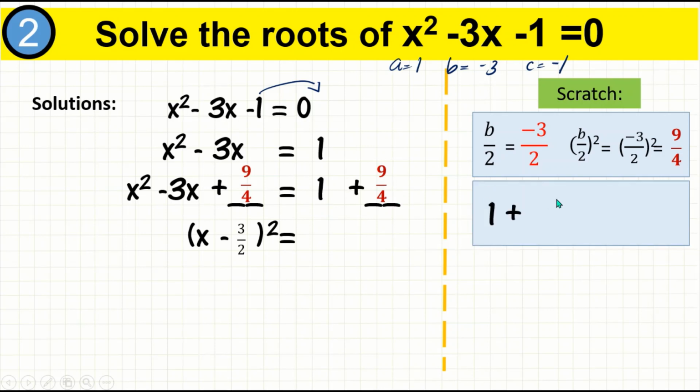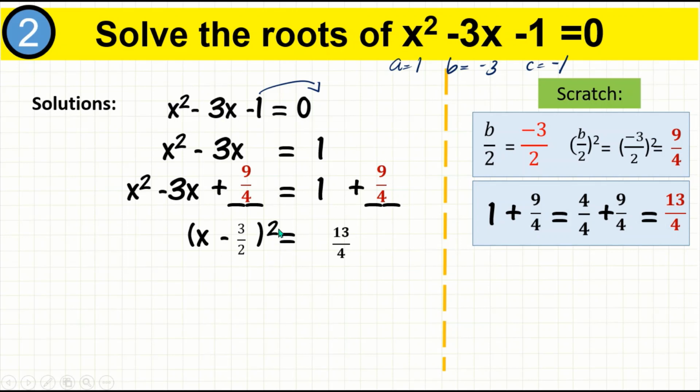Okay, so when we add 1 plus 9 over 4, it is equal to 9 over 4 plus, ang 1, ang katumbas niya is 4 over 4 in such a way na magkakaparesa tayo ng denominator. So we have 9 plus 4 equals 13 over 4. Since same denominator na tayo, all over 4. So we have 13 over 4.